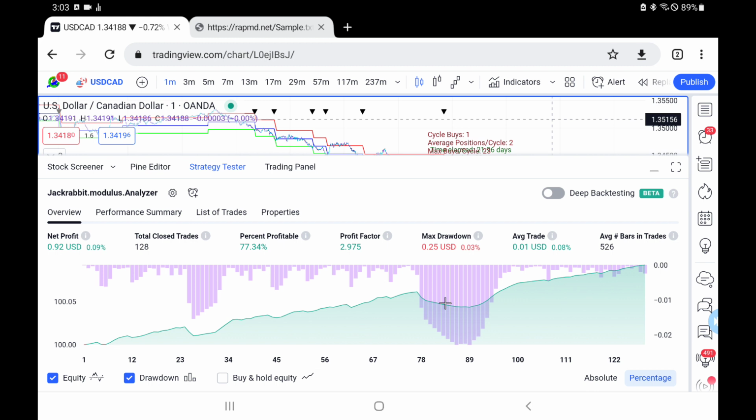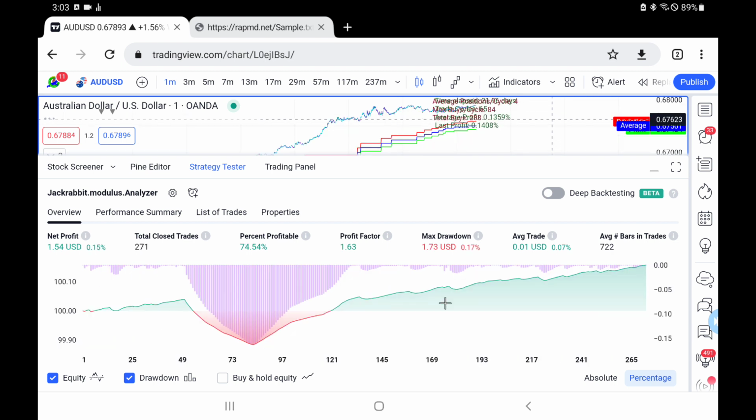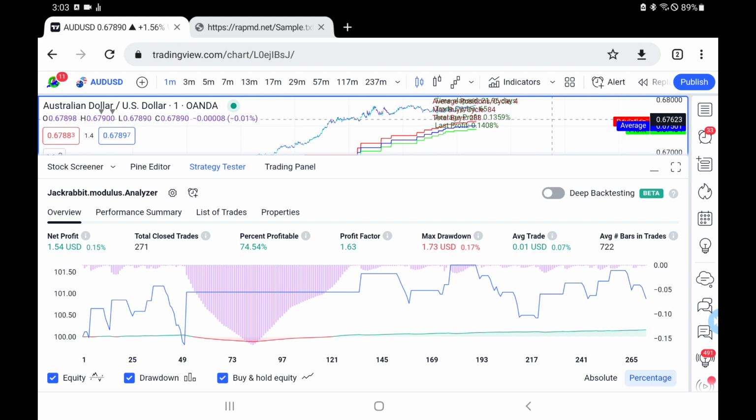And this one only did 128 trades, whereas this one did 271 trades. And here, buy and hold looks great. You've bought it and you're holding it. But where are you making money? Always remember that when you're trading. The point of trading is making money. And if all you're doing is holding, you're not making money.